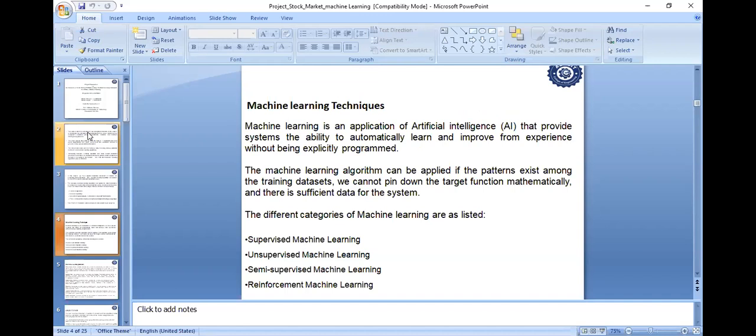Machine learning techniques. Machine learning is an application of artificial intelligence that provides systems the ability to automatically learn and improve from experience without being explicitly programmed. The machine learning algorithm can be applied if patterns exist among the training data sets. We cannot pinpoint the target variable mathematically. So the machine learning algorithms are divided into four parts, listed below: supervised machine learning, unsupervised machine learning, semi-supervised machine learning, and reinforcement machine learning.